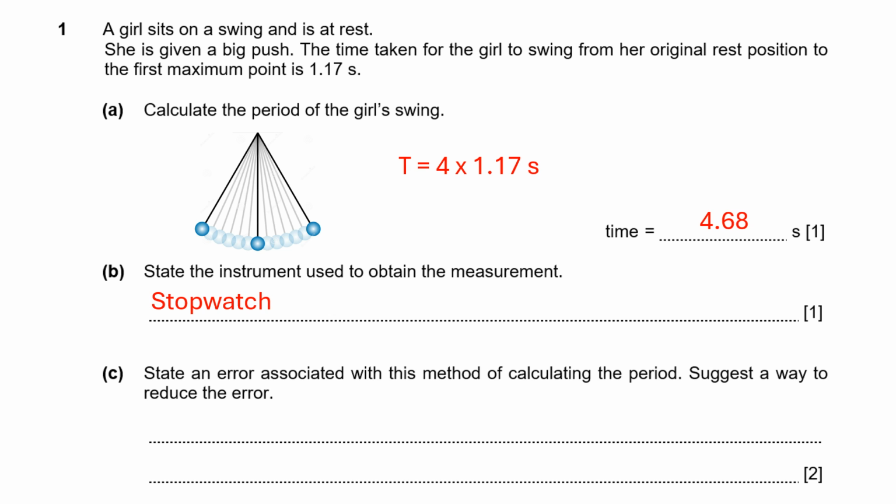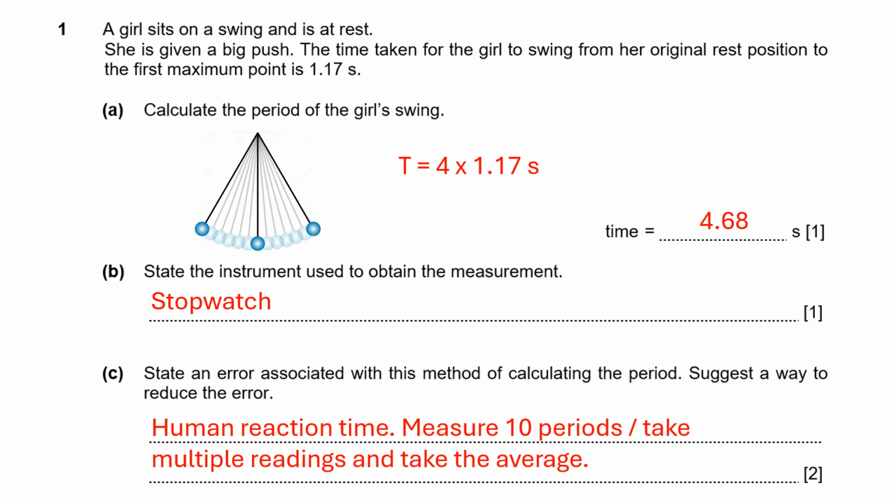Now for part B, the instrument used to obtain the measurement, straightforward, it should be a stopwatch. And the error associated with calculating the period and a way to reduce this error: a possible error would be due to the human reaction time. A way to overcome or at least reduce the error is to either measure 10 periods and divide by 10, or to take multiple readings and take the average.